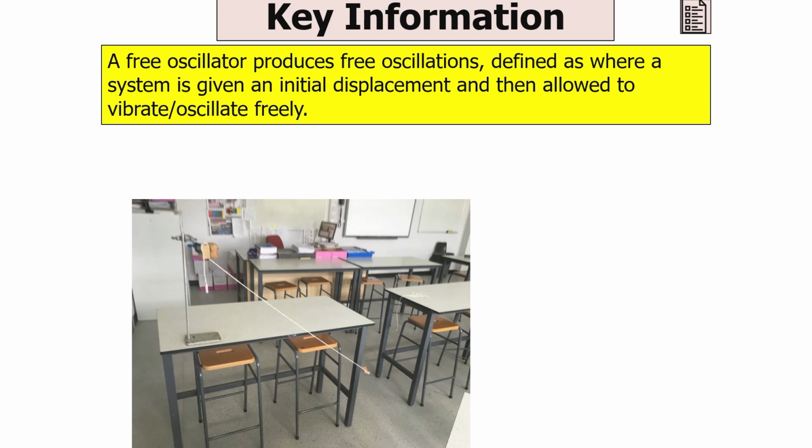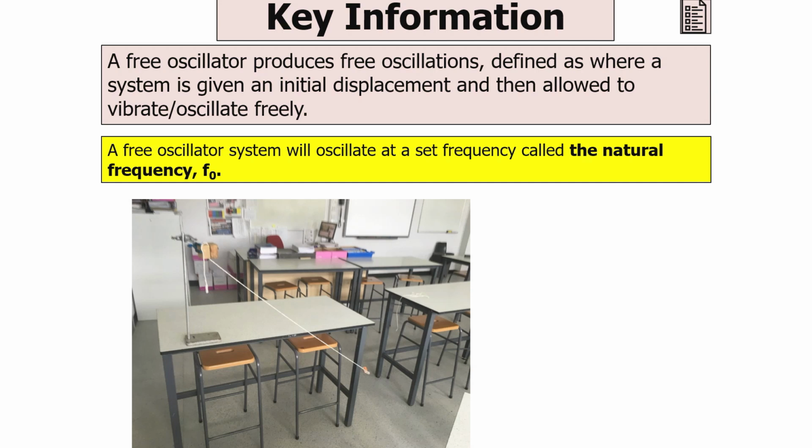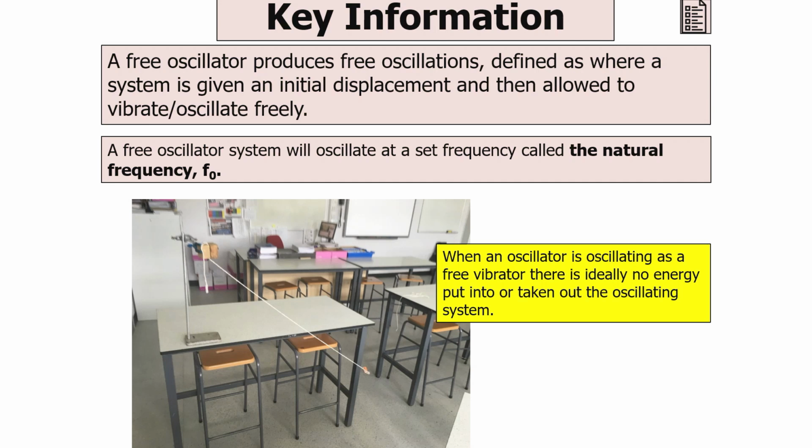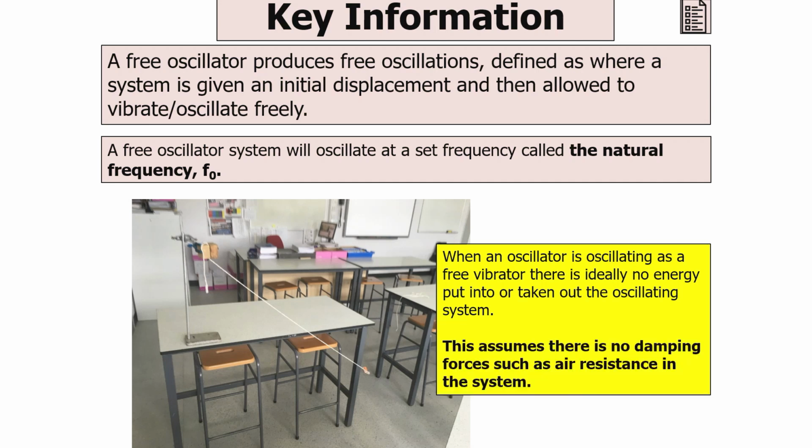Now a free oscillator produces free oscillations, defined as where a system is given an initial displacement and allowed to oscillate or vibrate freely. So a free oscillator system will oscillate at a set frequency called the natural frequency. So here we can see our pendulum vibrating at its natural frequency. The factors which affect the natural frequency are the terms in the equations used to calculate the time period of that oscillator. Now when an oscillator is oscillating as a free vibrator, there is ideally no energy put into or taken out of the oscillating system. So this assumes there are no damping forces such as air resistance in the system.